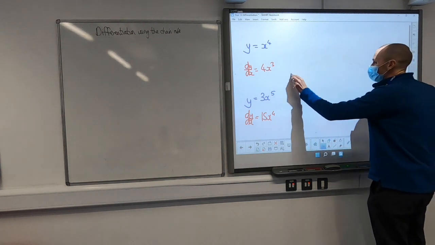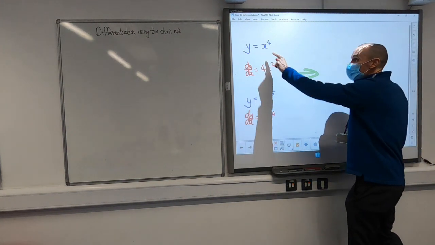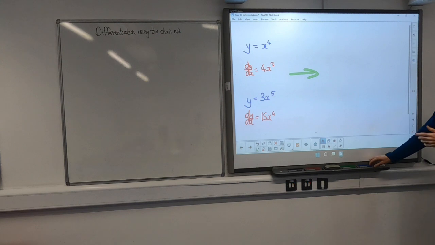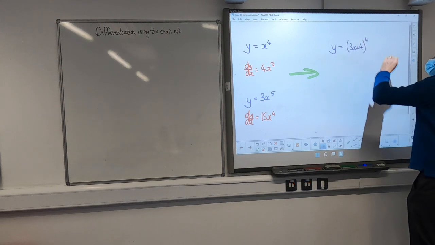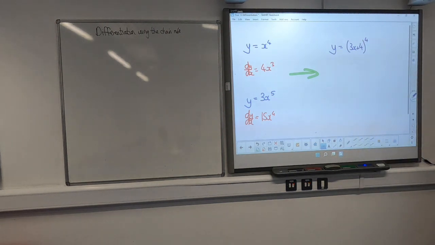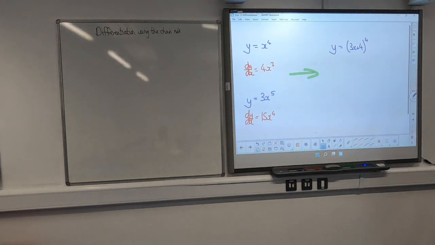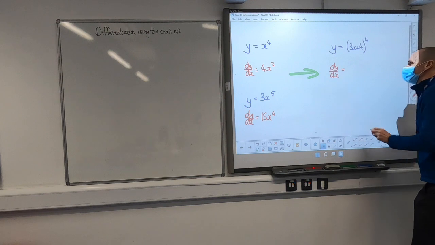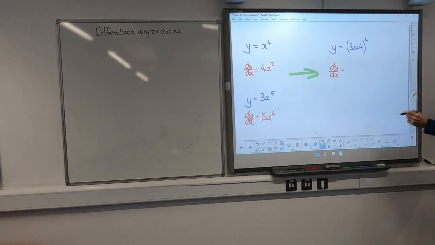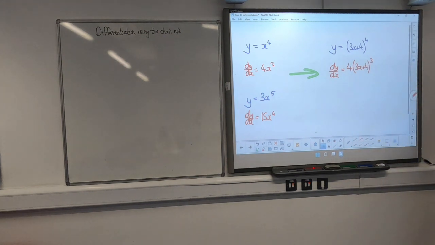So what we now need to do is differentiate expressions where this is a bit more complicated. For example, I'm trying to get you to think of this as being a bit like this, because it's something to the power of 4. And the good news is that when we differentiate it, we start in exactly the same way. We start by saying, okay, I'm going to multiply by the power, and reduce the power by 1.